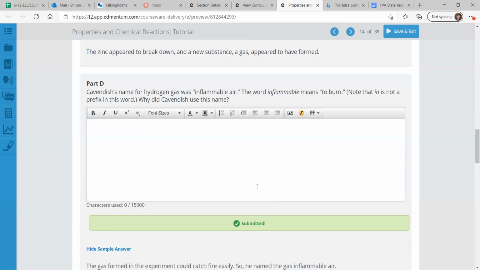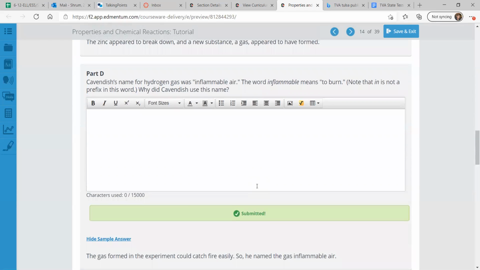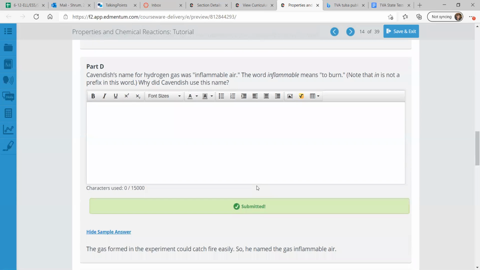Part D, Cavendish's name for hydrogen was inflammable air. Inflammable means to burn. Note that in is not a prefix in this word, so it's kind of a weird word. Why did Cavendish use this name? Well, the gas formed in the experiment could catch fire easily, so he named the gas inflammable air, air that could catch fire.